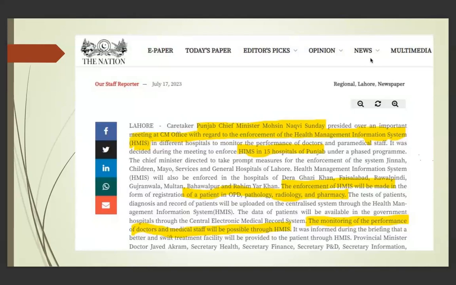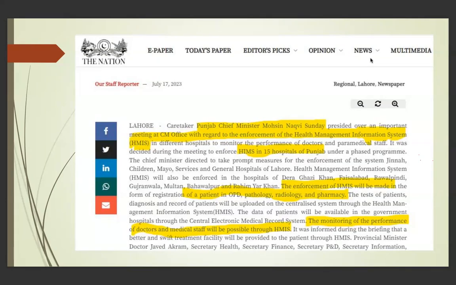The enforcement of the HMIS would be in the form of registration of a patient in OPD, pathology, radiology, and pharmacy. The tests, patient diagnosis, and records of patients will be uploaded on the centralized system through the health management information system. The data of patients will be available in the government hospitals through the central electronic medical record system. The monitoring of the performance of the doctors and medical staff will be possible through HMIS.